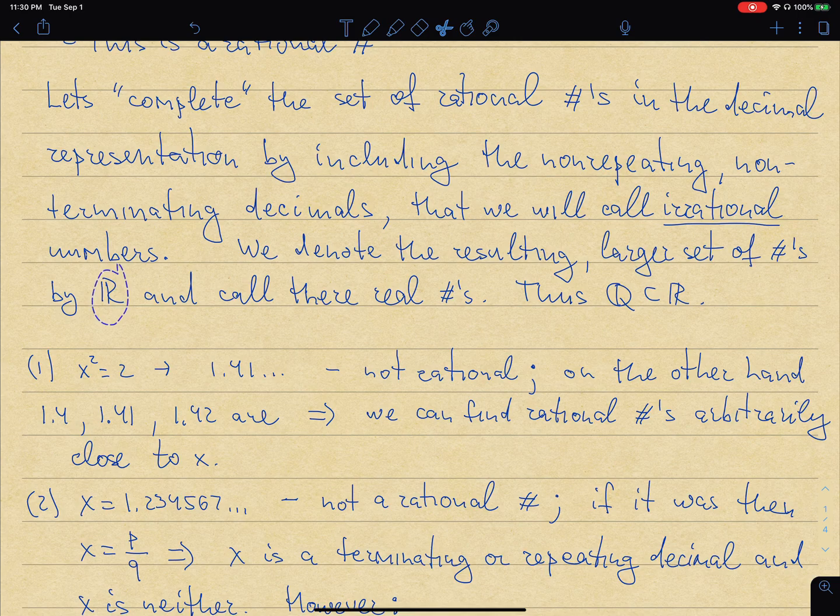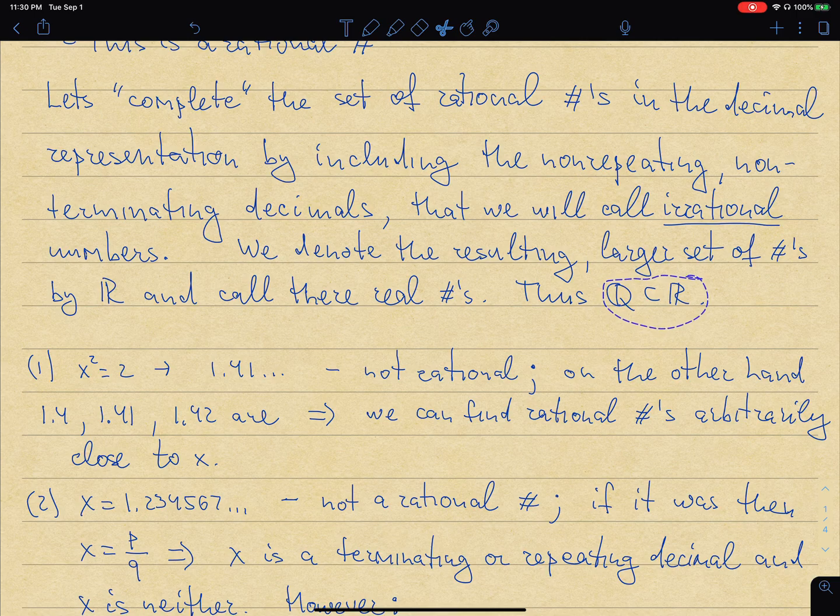Now, clearly, terminating and repeating decimals are decimals, so they must be included in R. So Q is a subset of R. Again, we enlarge the set of numbers that we had in the beginning.